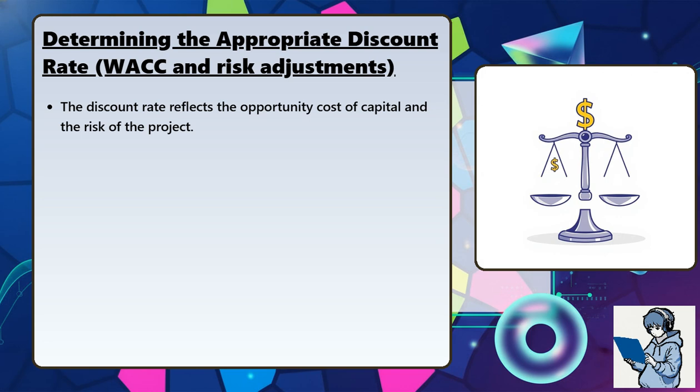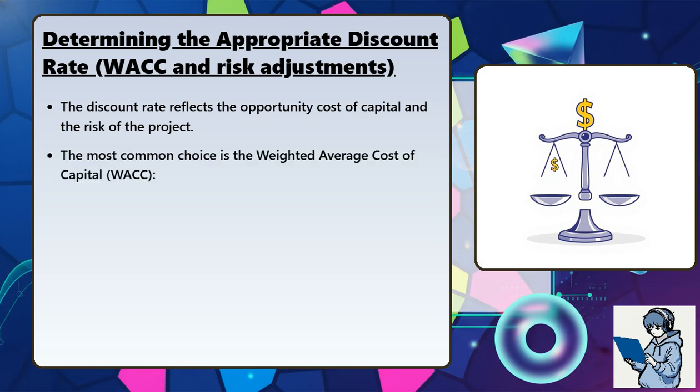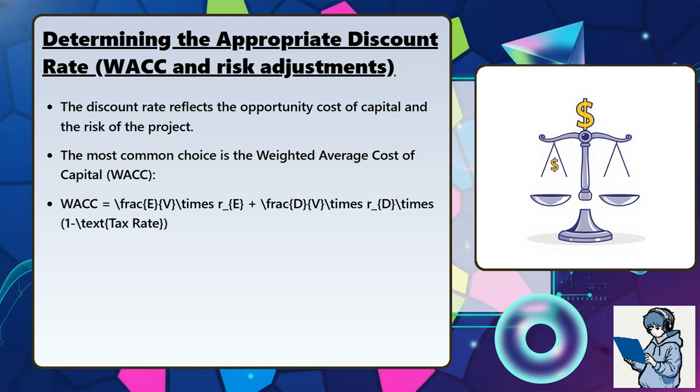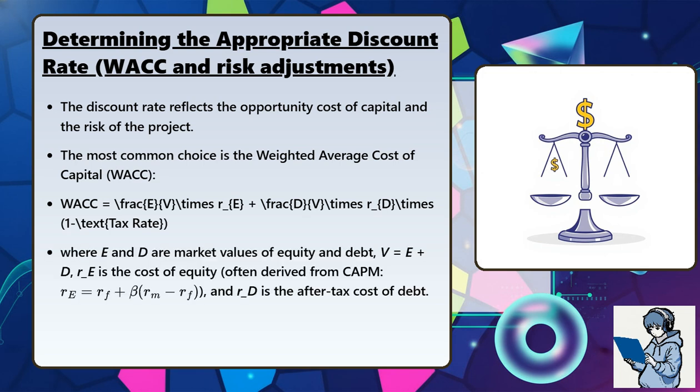The discount rate reflects the opportunity cost of capital and the risk of the project. The most common choice is the weighted average cost of capital, WACC. WACC equals E divided by V times R sub E plus D divided by V times R sub D times (1 minus tax rate). Where E and D are market values of equity and debt, V equals E plus D, R sub E is the cost of equity, often derived from CAPM.